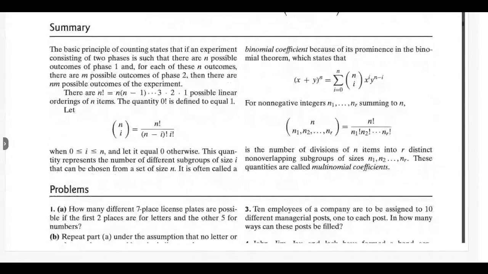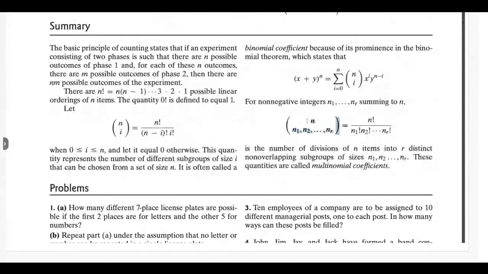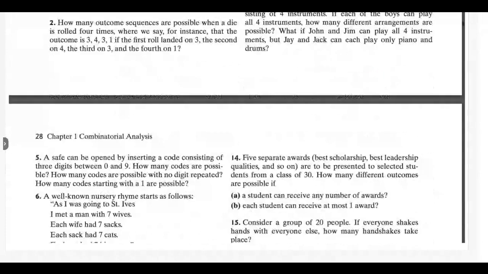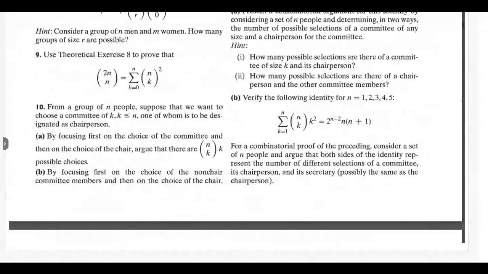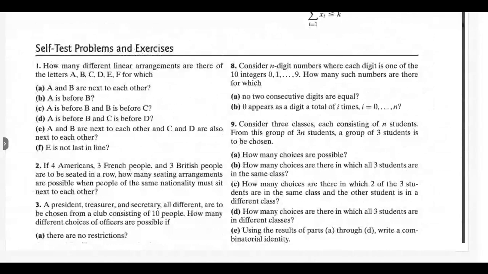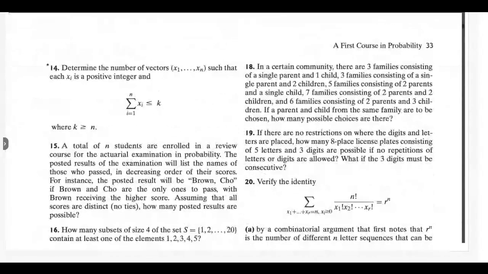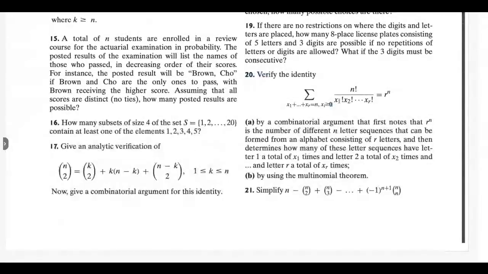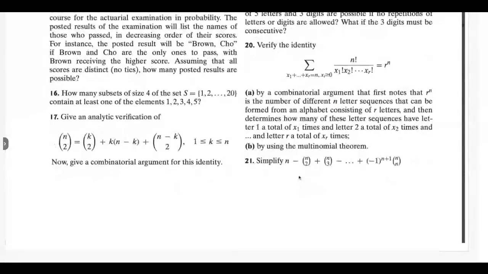This is a summary. Multinomial coefficients, binomial theorem, and the multinomial theorem. This is nice. Verify this identity, right? Each xi can be zero. You go from zero up to n, and then when you do the calculation, it equals r to the n. This looks like an exam question.